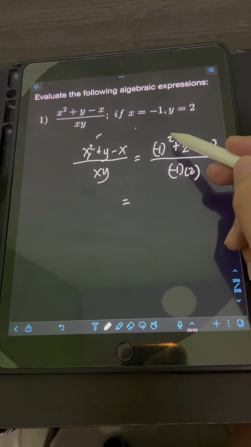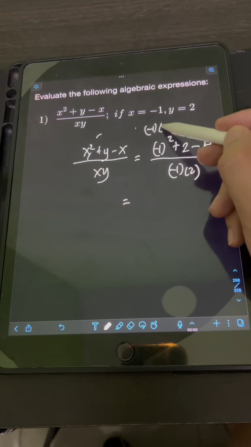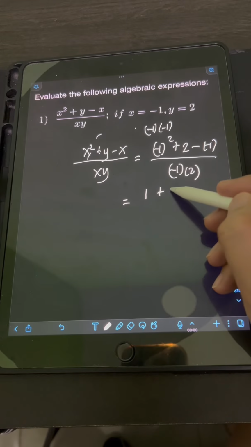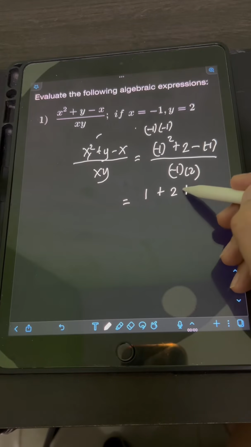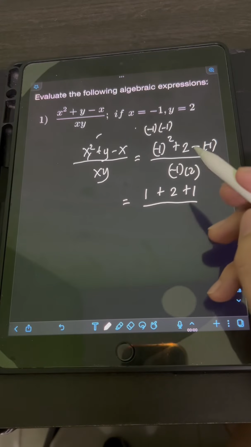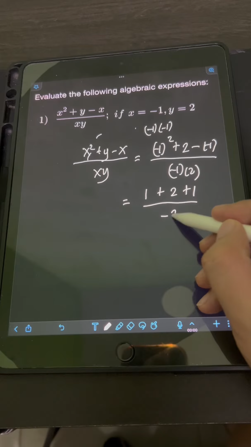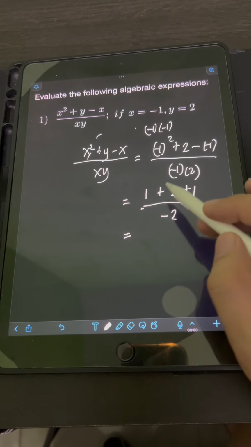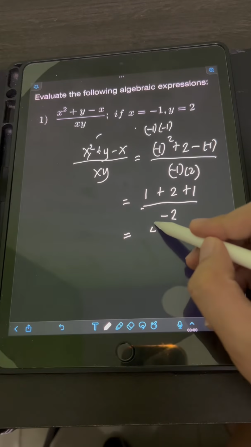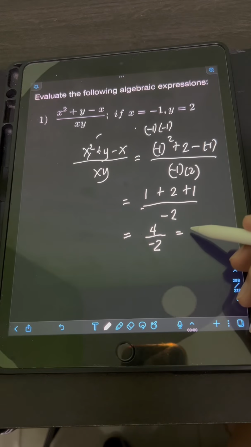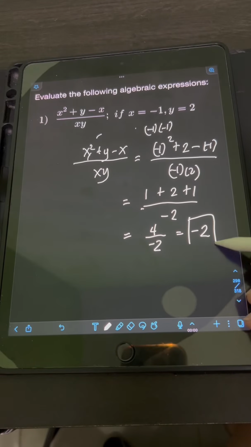So -1 squared means -1 times -1, or +1. Then plus 2. Negative of -1 will be +1. Over -1 times 2, it's -2. So we have 1 plus 2 plus 1, that's equal to 4, over -2. 4 divided by -2 is -2. So the final answer is -2.